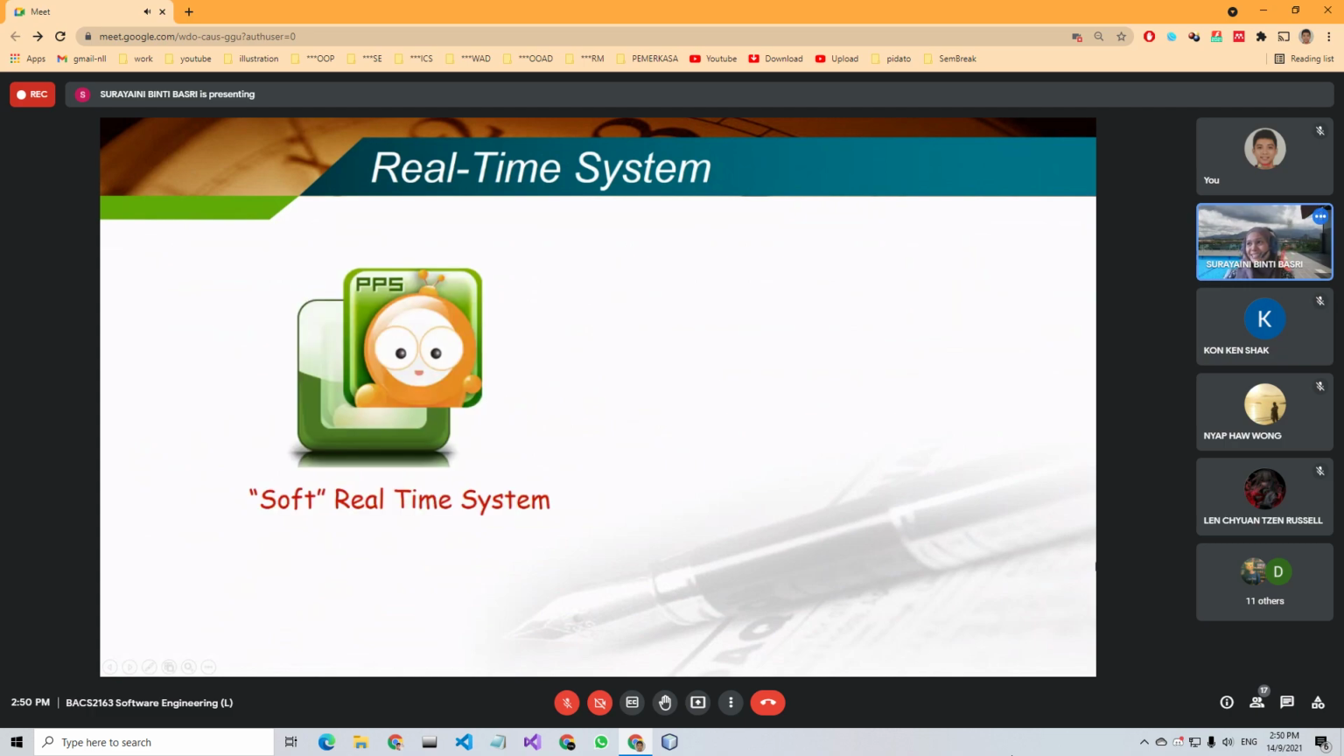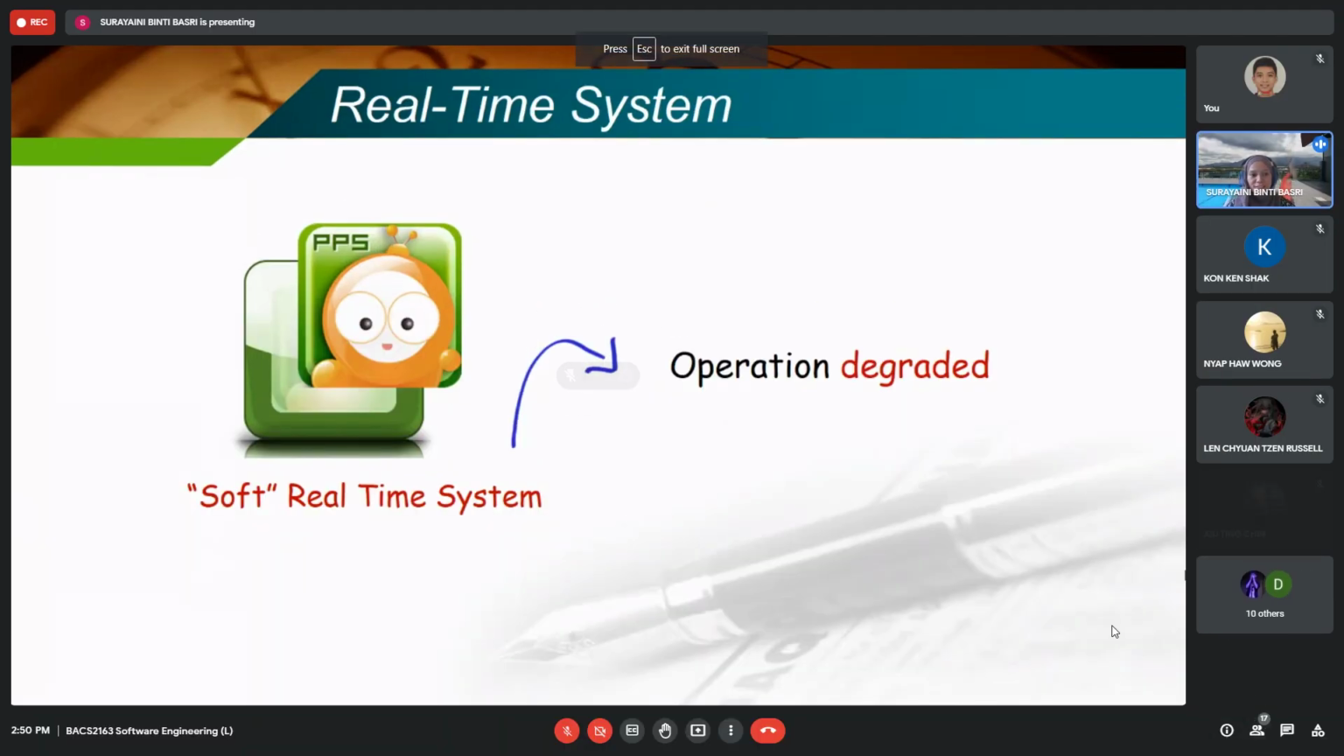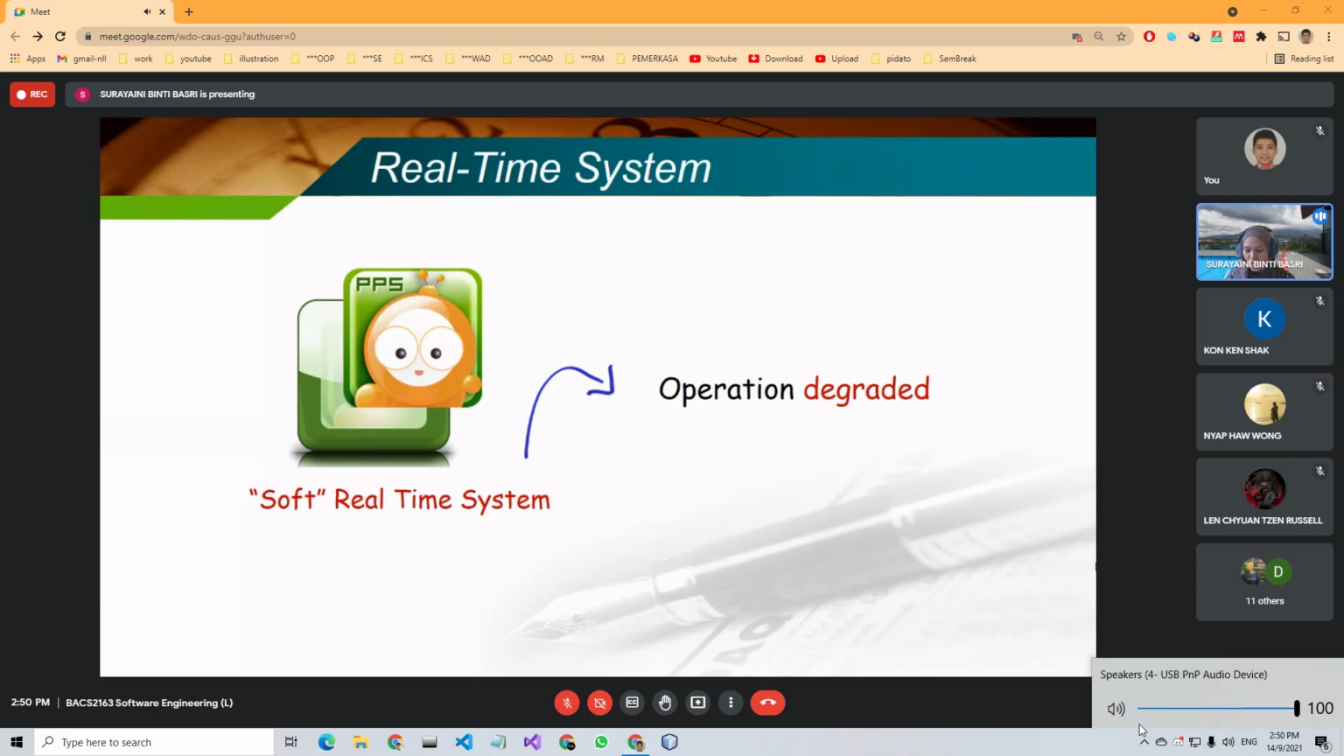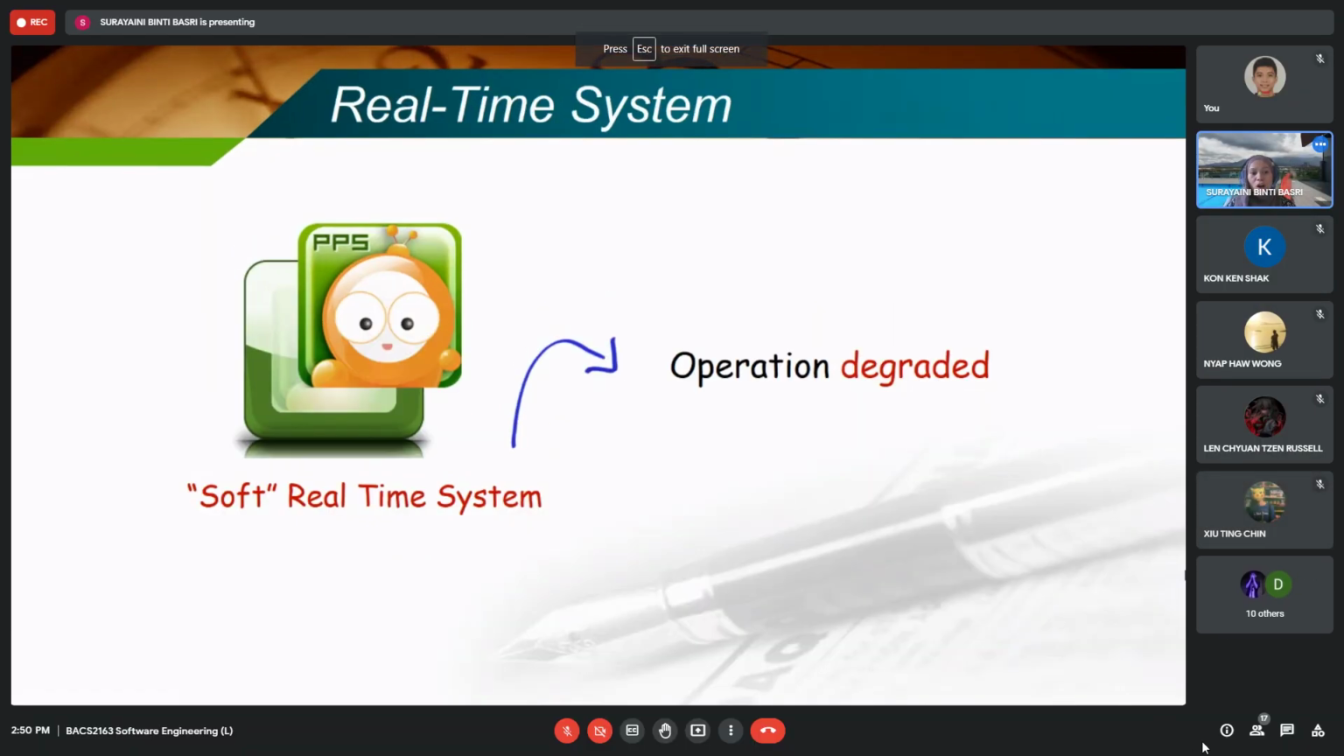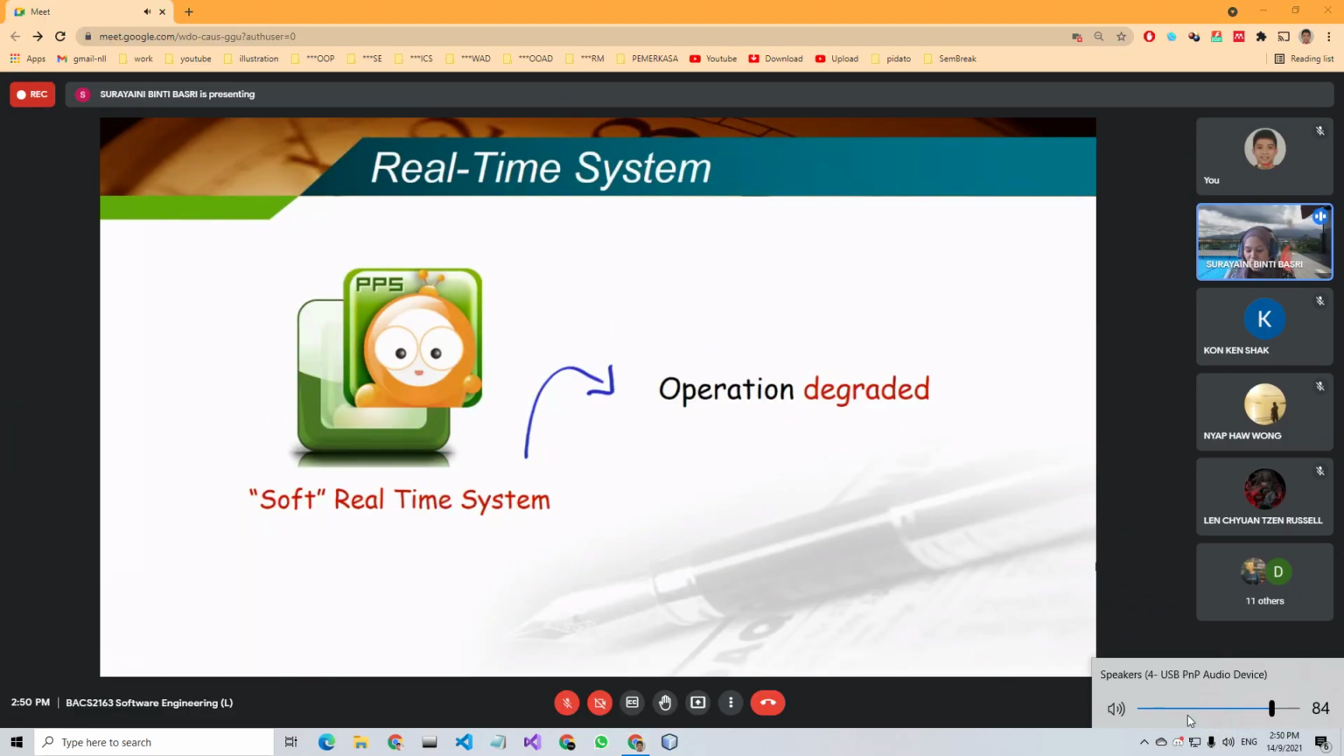Okay, so the real-time system, we have two types. Soft real-time system is the real-time system where the operation of that system will be degraded. Degraded meaning it goes down a little bit, if the result is not produced according to the specified timing requirement.